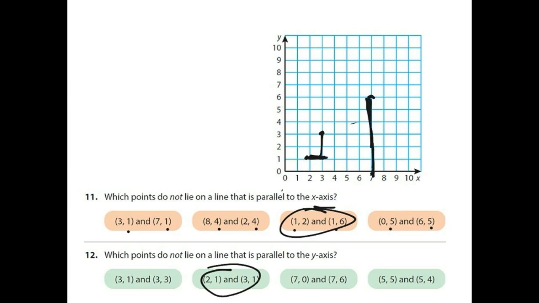That's parallel to the y-axis. Then 5, 5, and 5, 4. So 5, 5, and then 5, 4. It's a small line, but it's still parallel to the y-axis. So you notice that when the x-coordinates are the same, you have a line that's parallel to the y-axis. When the y-coordinates are the same, that line is going to be perpendicular to the y-axis.